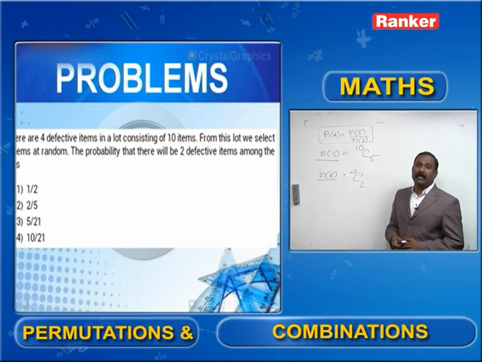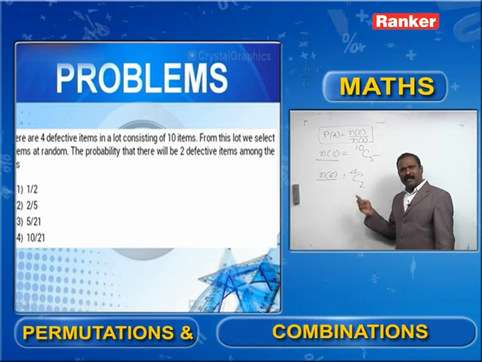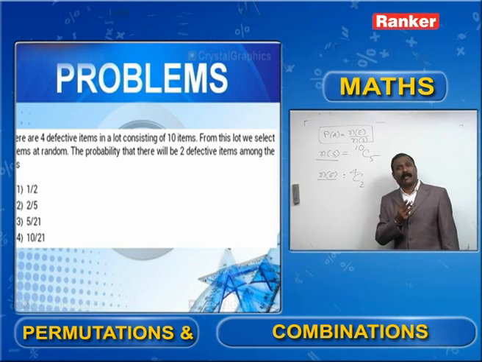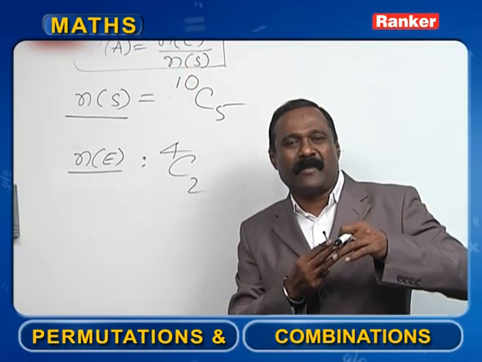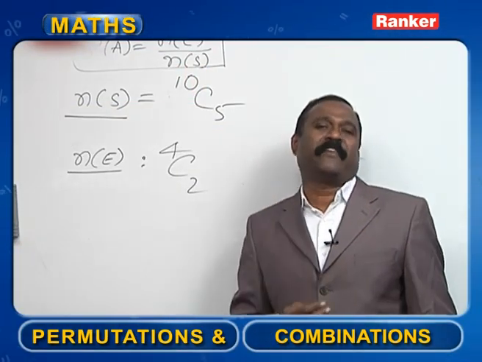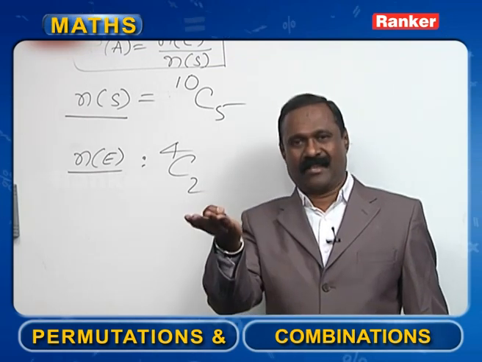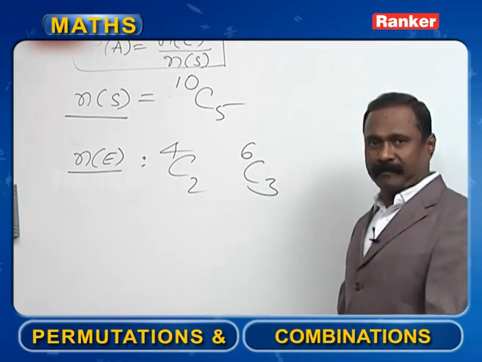And how many are remaining now? 5 are taken. So, among 5, already 2 are taken. How many are remaining? 3 are remaining. Those 3 must be non-defective. How many non-defective are there? 10 minus 4, 6. So from 6, you have to take the remaining 3.